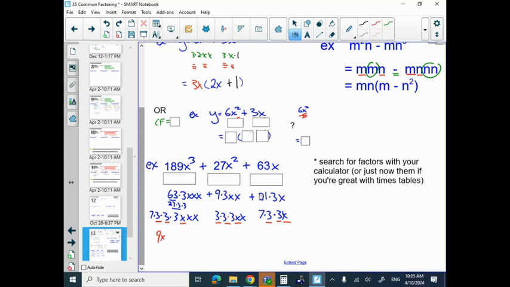So 9x pulls out, and we're left with what? A 7 times a 3 times an x times an x. So a 21x squared. Everything pulled out except what here? My underlining was a little off there. So a 3 and an x. Everything except the 7, right? So that's what that one factors to.